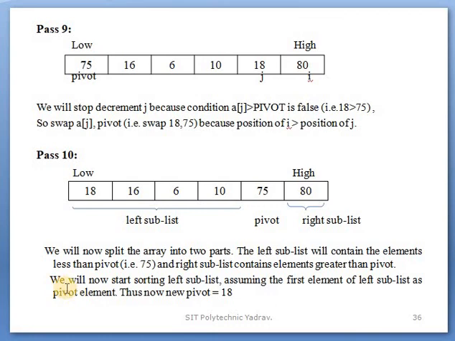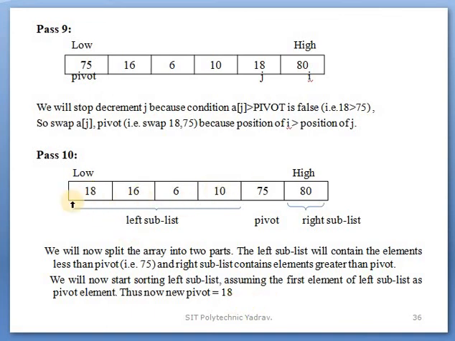Okay, so we will now start sorting the left sublist, assuming the first element of the left sublist as a pivot element. Thus now the new pivot is 18. In that, we use the sort in the left sublist. Okay, in the right sublist only one element is there, so in that no sorting method is used.